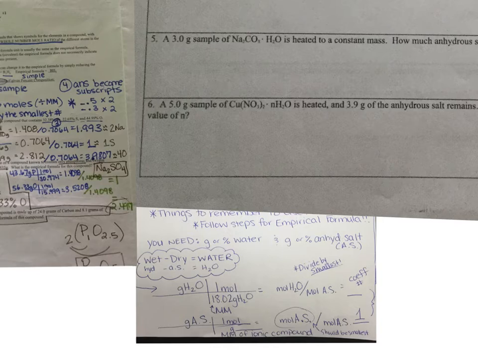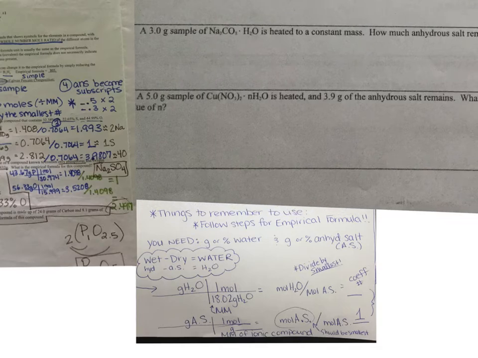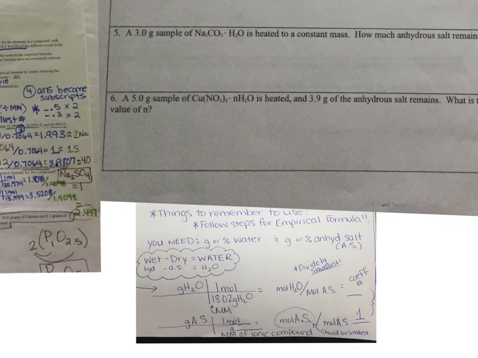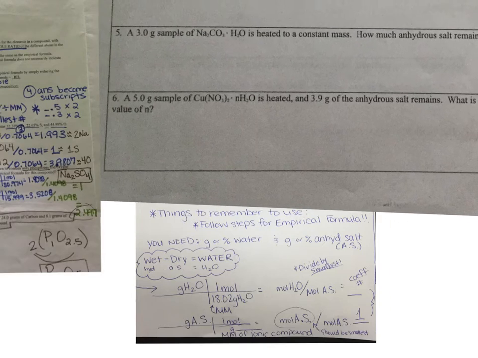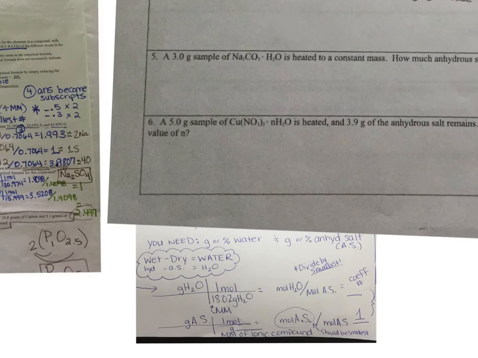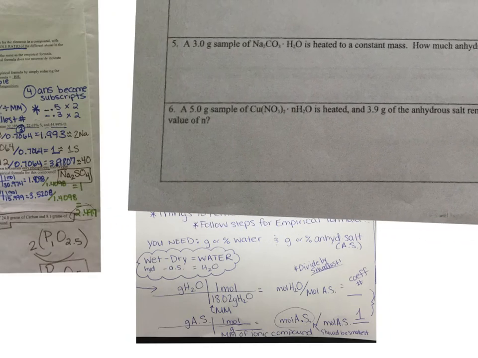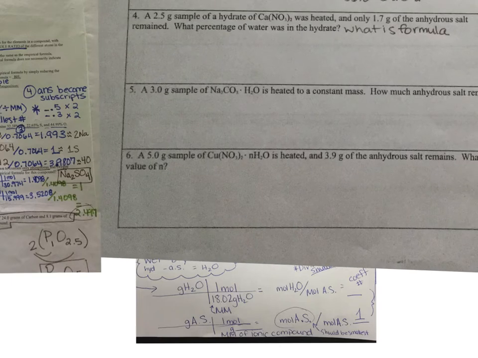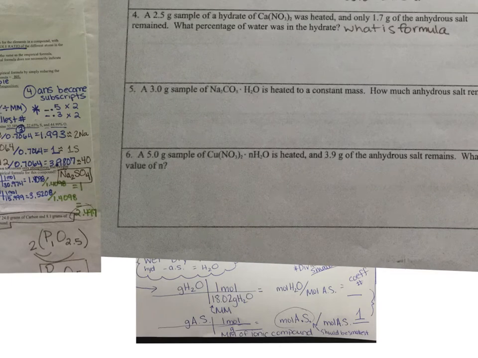All right? So it says a 5-gram sample of copper(II) nitrate, and then it has NH2O. So do you see that it's missing that coefficient? So we don't know what hydrate it is. We have to figure that part out. And it says it's heated and 3.9 grams of anhydrous salt remain from the 5-gram sample. And then it asks, what is the value of N? What is that coefficient value? All right, so do you see what your goal is going to be? And that's the exact same calculation you're going to do in the lab.